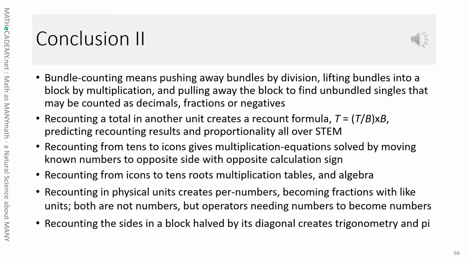Recounting from tens to icons gives multiplication equations solved by moving known numbers to the opposite side with the opposite calculation sign. Recounting from icons to tens roots multiplication tables, and algebra. Recounting in physical units creates pair numbers, becoming fractions with like units. Both are not numbers, but operators needing numbers to become numbers. Recounting the sides in a block halved by its diagonal creates trigonometry and pi.